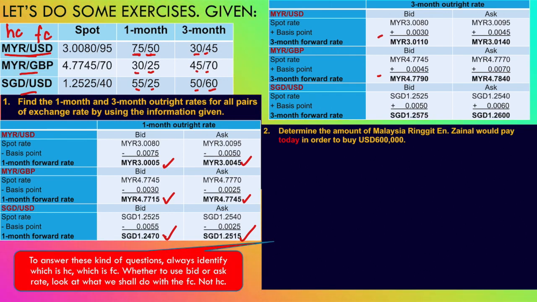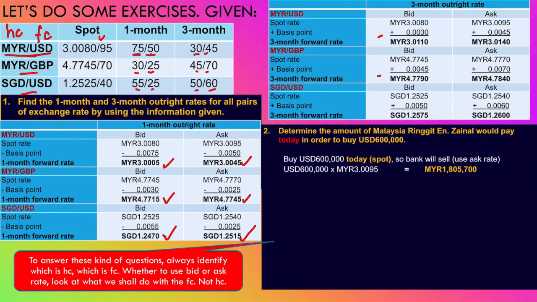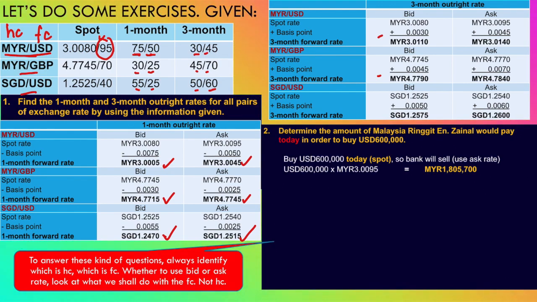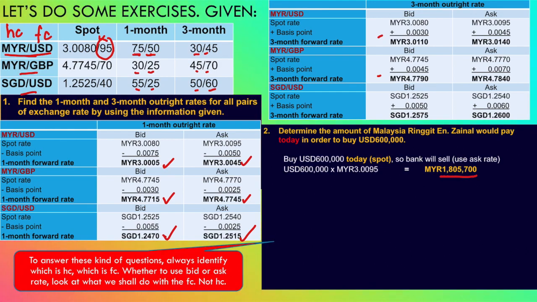So, they will use the ask rate for the spot rate. Okay, let's look at the answer. Buy US dollar 600,000 today, which is spot rate. So bank will sell, and will use the ask rate, this one. So 600,000 times 3.0095, Cik Zainal would pay 1,805,700 in order to get 600,000 US dollar.